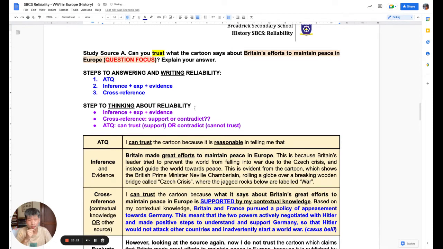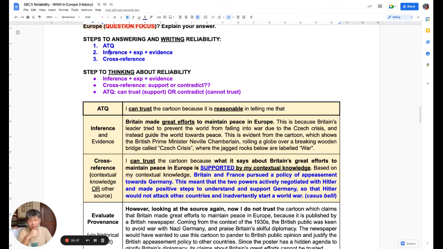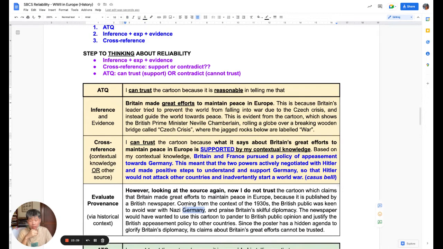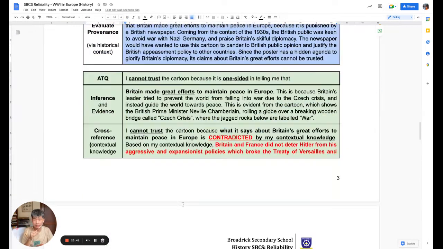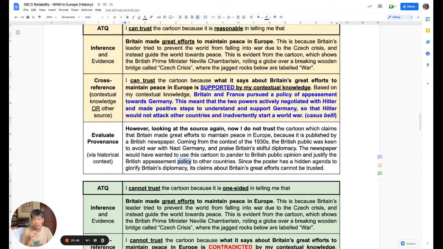Okay. The second thing, and you can take this down on a post-it just so that you realize that when you think about the question, it's a bit different from when you answer the question. The second thing is the evaluate provenance step. The evaluate provenance step in this case is the same. If you were to look at your worksheet, the evaluate provenance answer is the same.